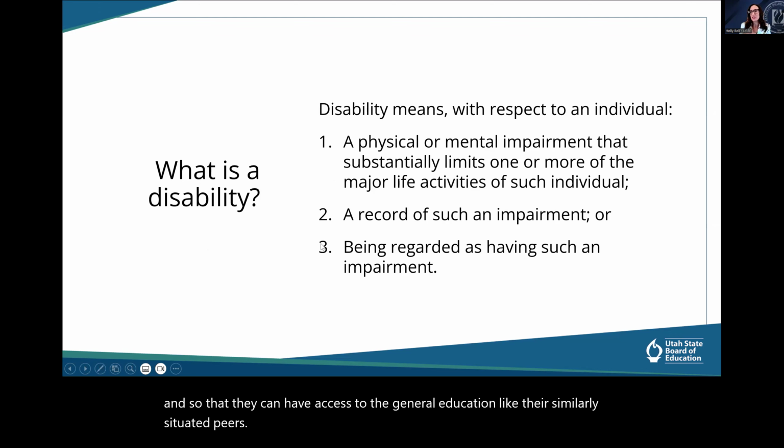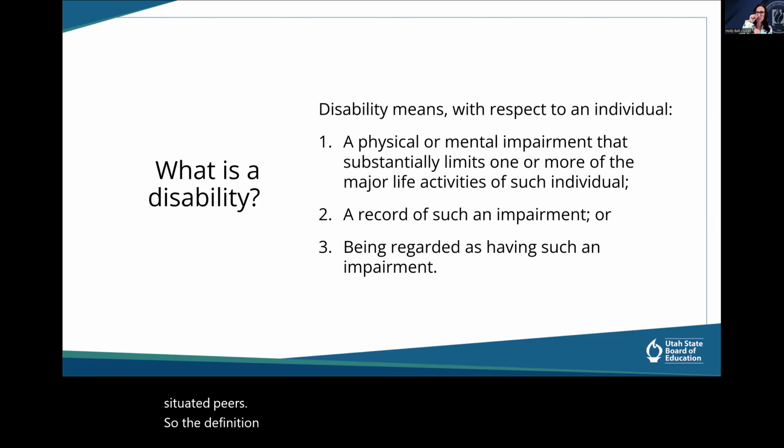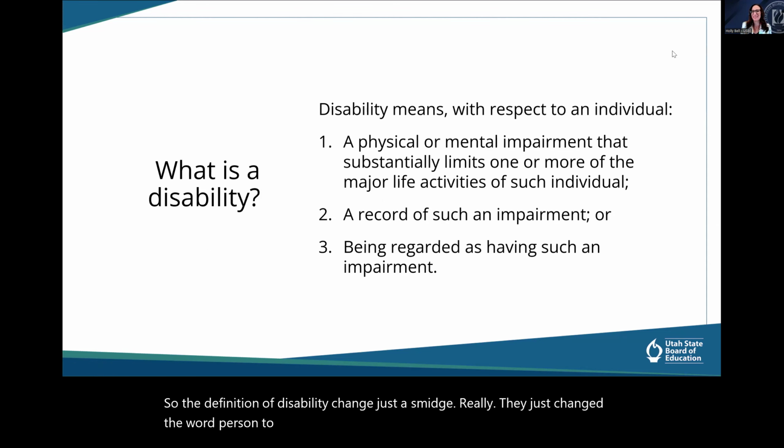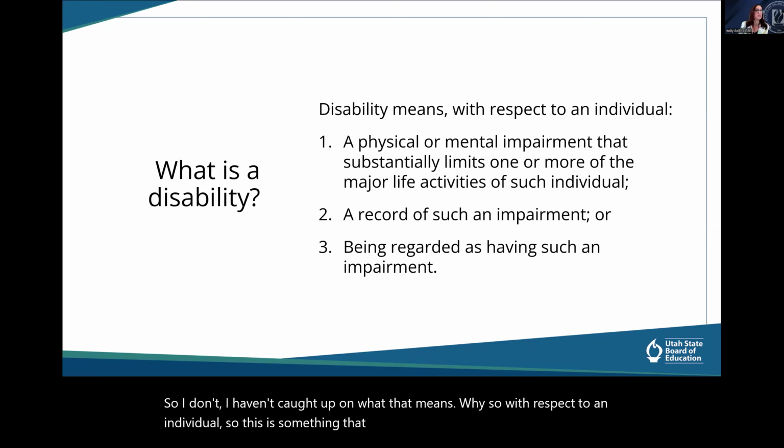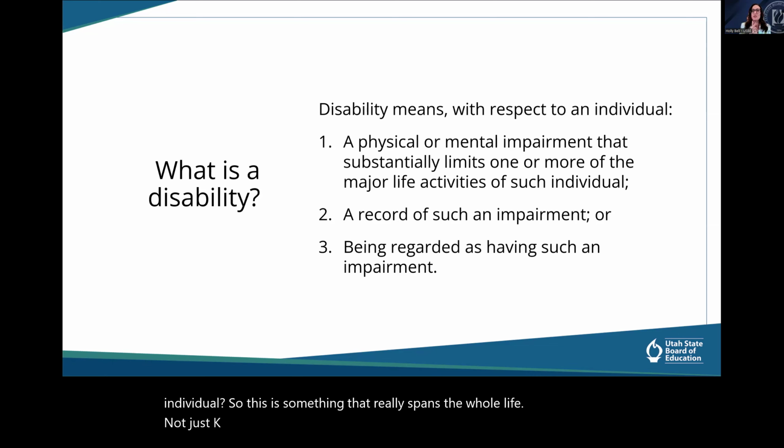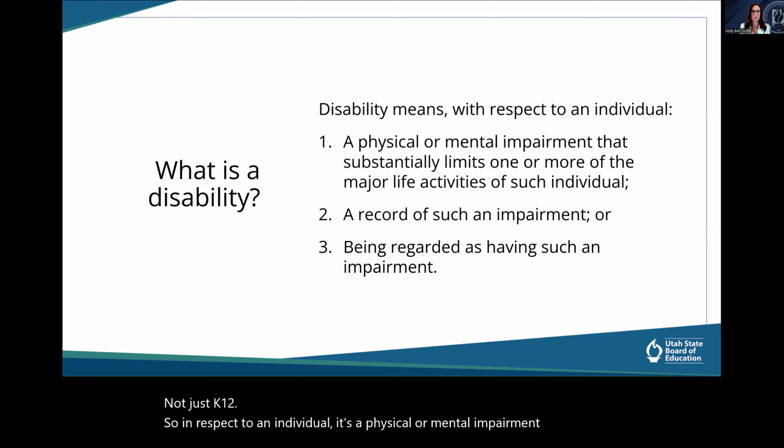So the definition of disability changed just a smidge. Really, they just changed the word person to individual. So I haven't caught up on what that means, why. So with respect to an individual, so this is something that really spans the whole life, not just K-12. So in respect to an individual, it's a physical or mental impairment that substantially limits one or more of the major life activities of such an individual.